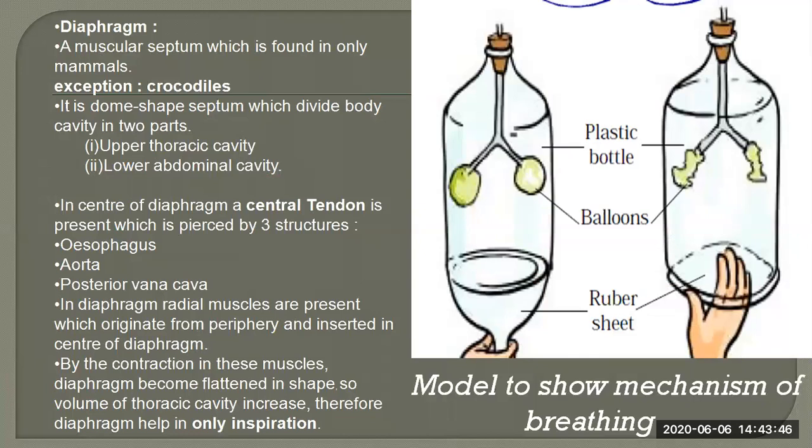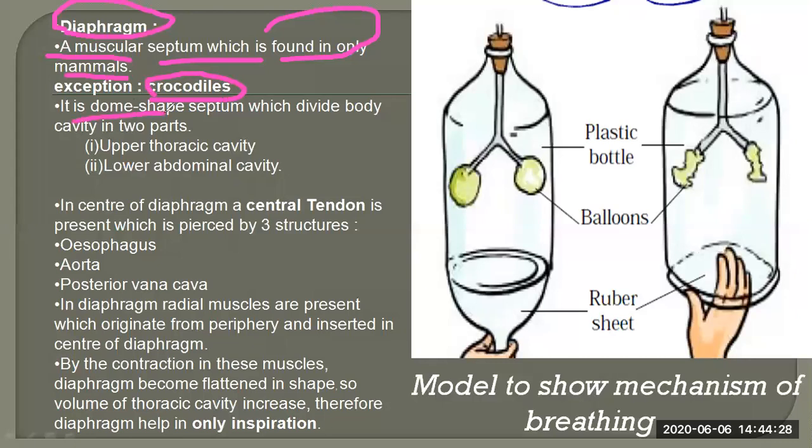First of all, the diaphragm is a muscular structure, a muscular septum. The diaphragm is generally made up of smooth muscle cells, and smooth muscle cells are involuntary, so the diaphragm's function is involuntary. This muscular septum is found only in mammals, a very important feature. It is the characteristic feature of mammals, except the crocodile; the crocodile also has a diaphragm.